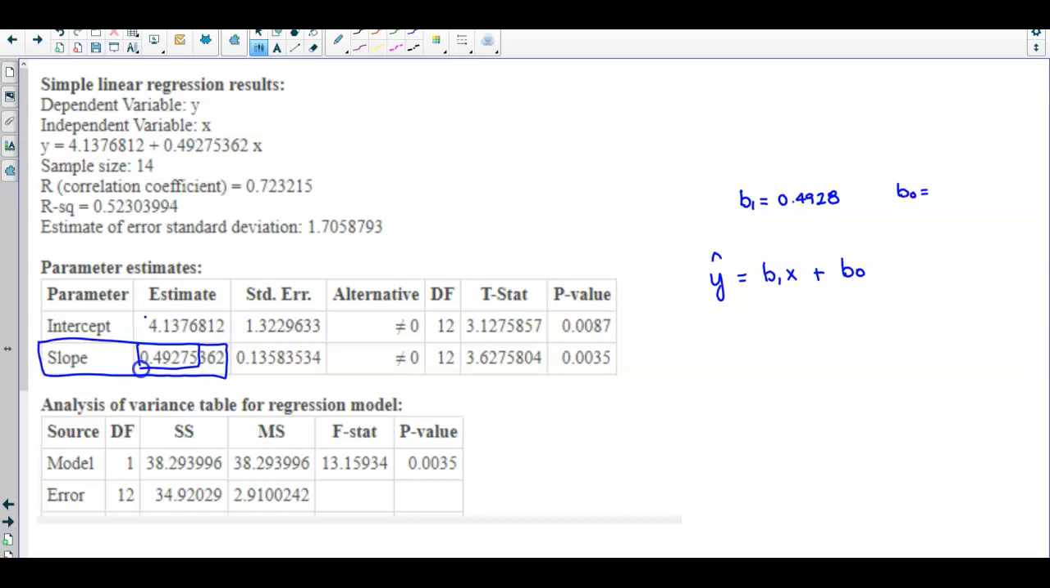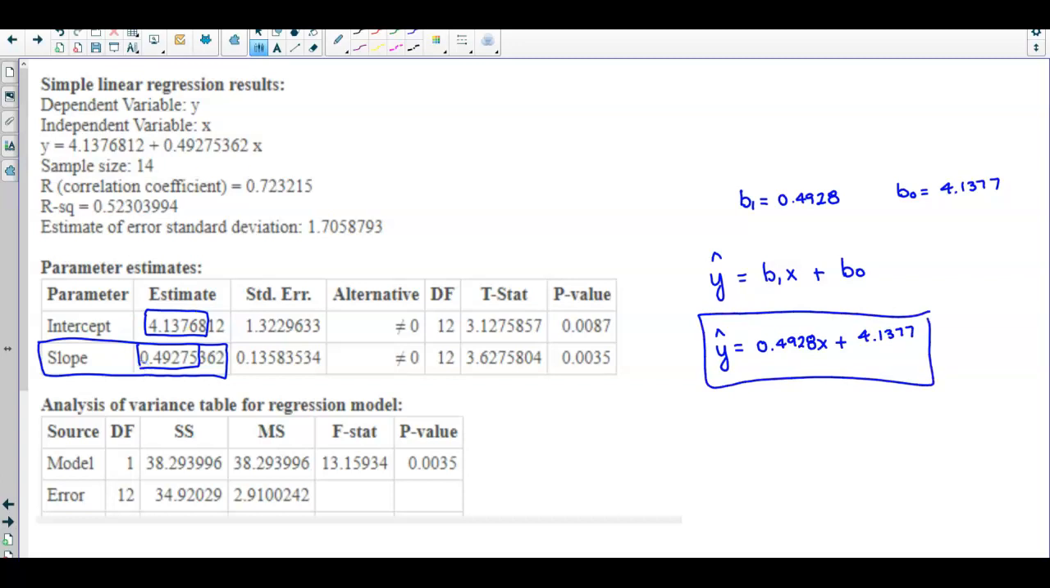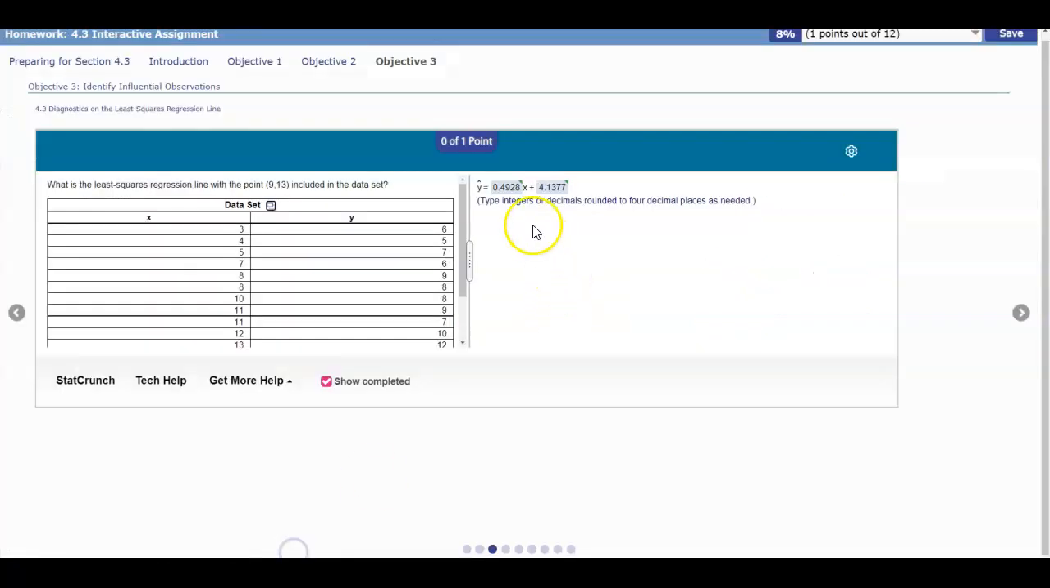Then we have our y-intercept, which also needs to be rounded to 4 decimal places. The 5th decimal place of 8 means we need to round that 6 up. So the y-intercept is going to be 4.1377. Therefore, our equation is going to be y hat equals 0.4928x plus the y-intercept of 4.1377. Now let's check our answer to make sure that we're correct here. So we have 0.4928x plus 4.1377.